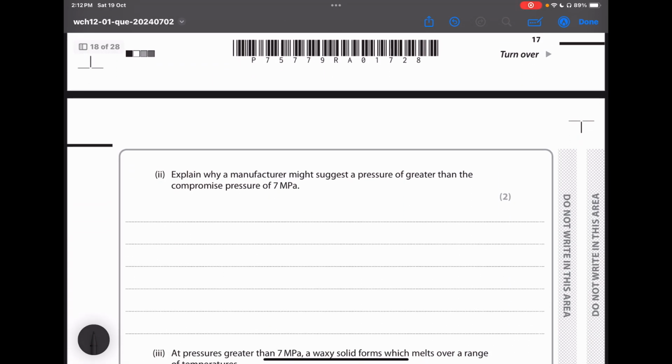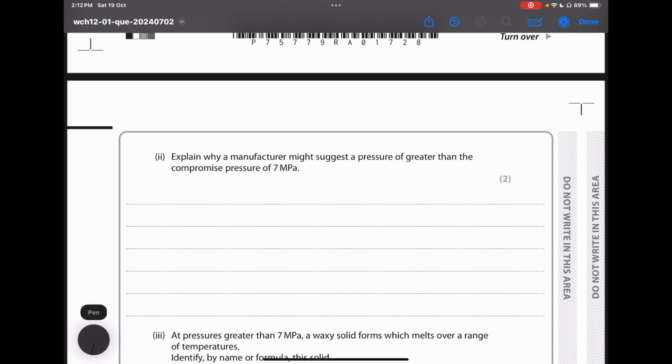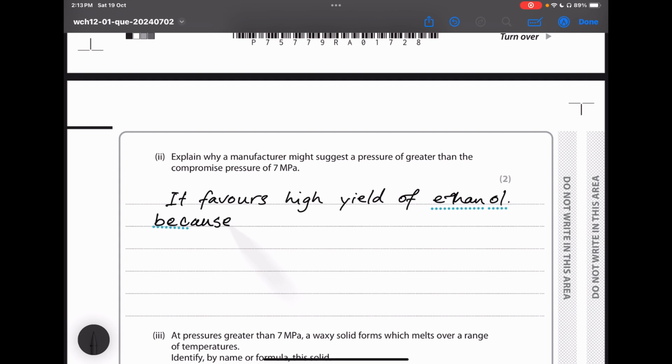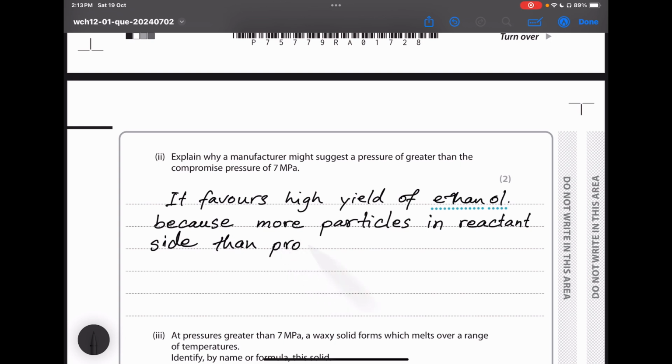Explain why a manufacturer might suggest a pressure of greater than 7 megapascal. Because it favors a high yield of ethanol, because there are more particles on the reactant side than the product side.